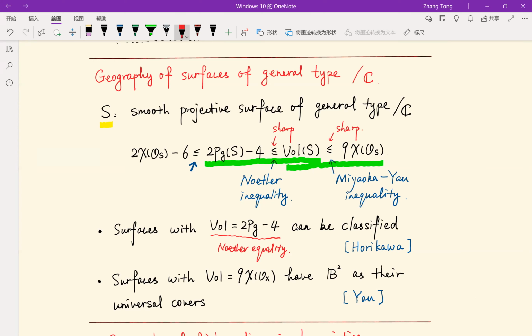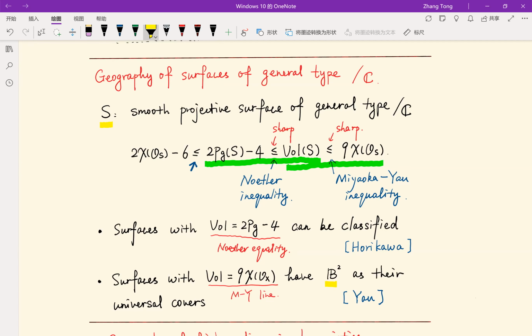And the other extremal case is the Miyaoka-Yau line. By the classical work of Yau, we know the universal cover of such a surface on the Miyaoka-Yau line is nothing but the 2-dimensional complex ball. I write B2 for the 2-dimensional complex ball.